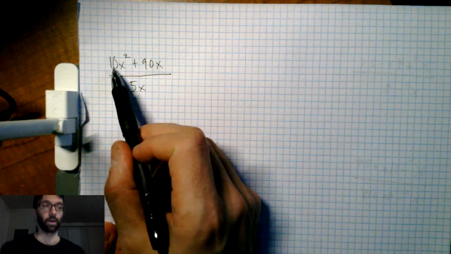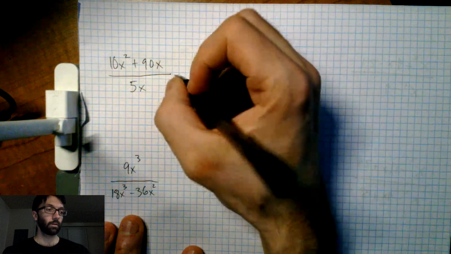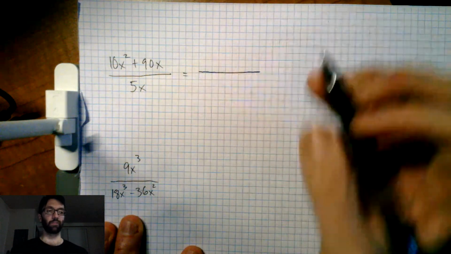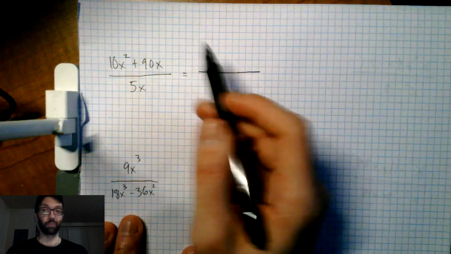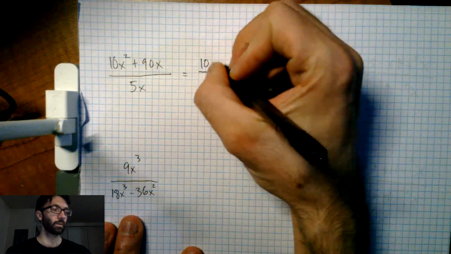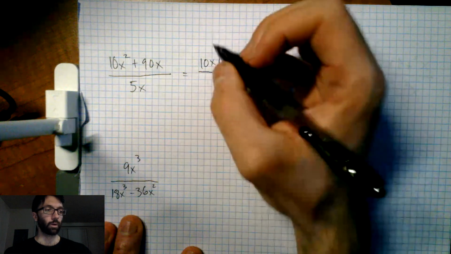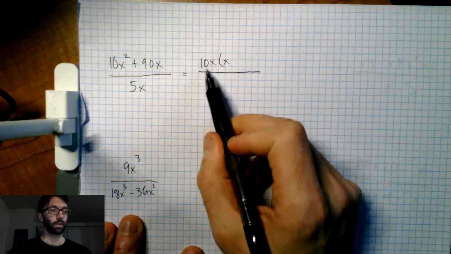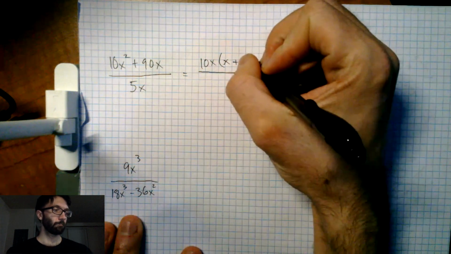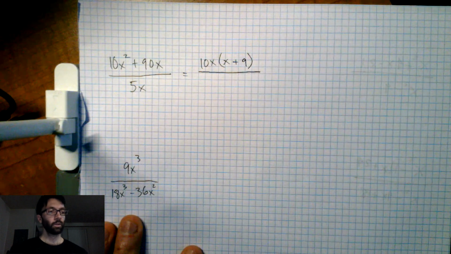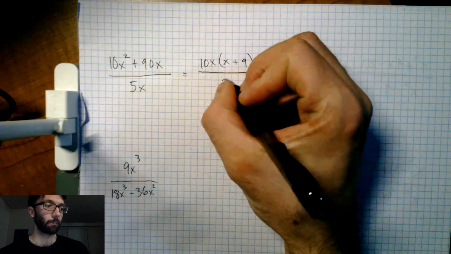So between the 10x squared and the 90x, I can factor out a 10x. And so I'm going to rewrite my fraction bar, and I'm going to factor out a 10x out of my numerator here. If I do that, 10x times x will give me my 10x squared, and 10x times 9 will give me my 90x. And then the denominator turns out to be fully factored here, so I'm just going to recopy that.